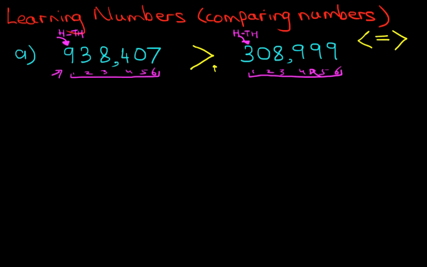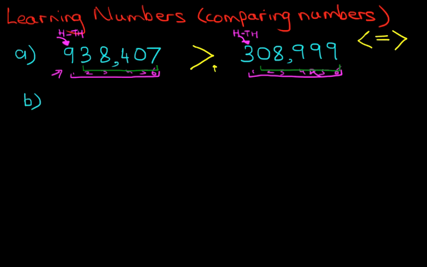Now all the other digits, let me just change colors for this. Here for example we've got 38407, and over here we've got 08999. They don't matter. It makes no difference what they are. 900,000 is greater than 300,000. So the arrow looks like this. Okay.